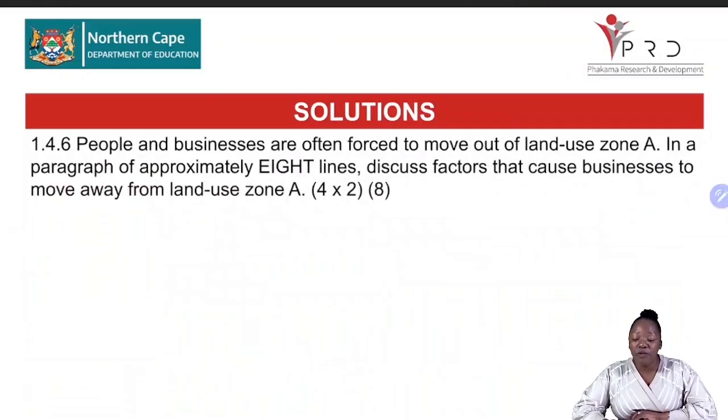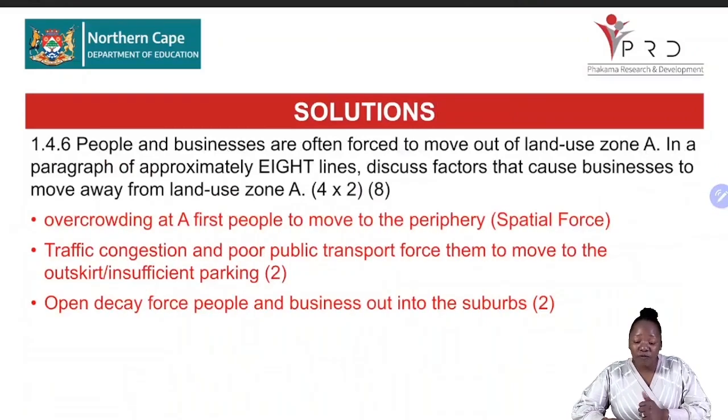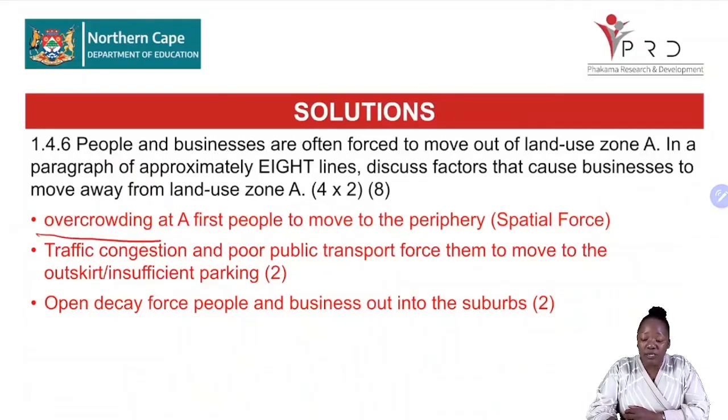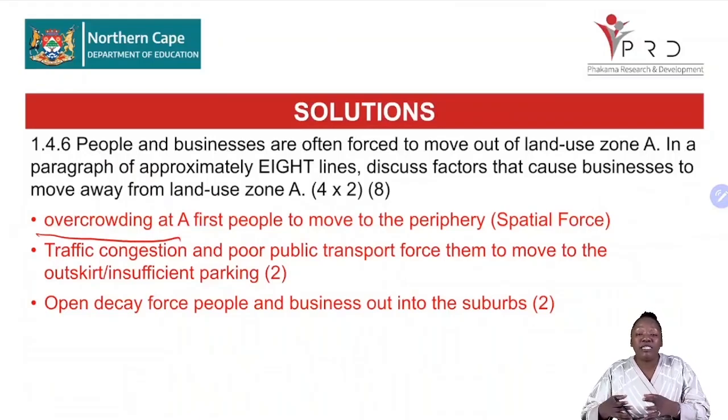Then we're moving to our paragraph question. In our paragraph question, you are supposed to discuss the factors that cause the businesses to move away from the CBD. So amongst those factors, you will understand that because of the number of people who are using that route in the CBD, it will lead into the overcrowding. So the overcrowding, it will also mean the space will be limited in the CBD.